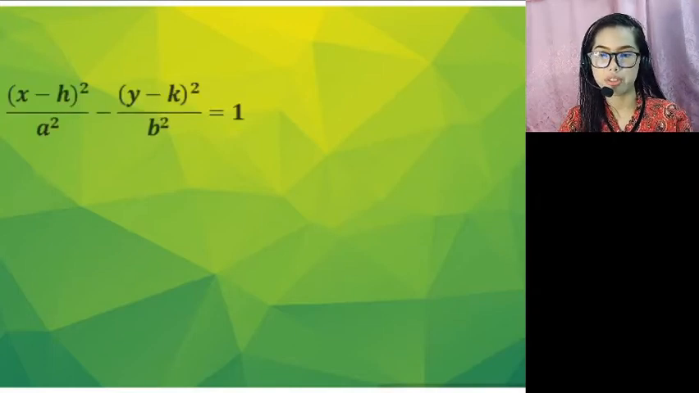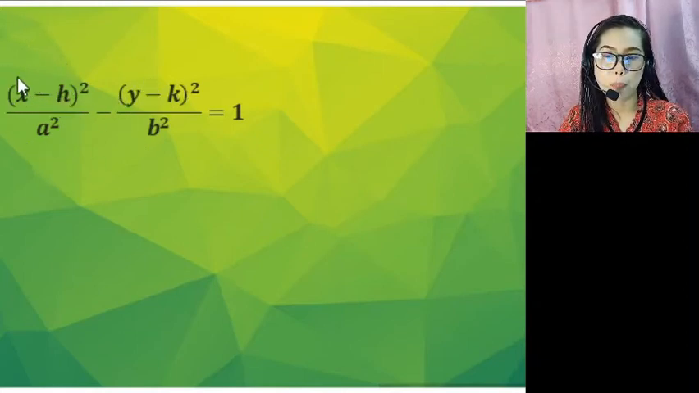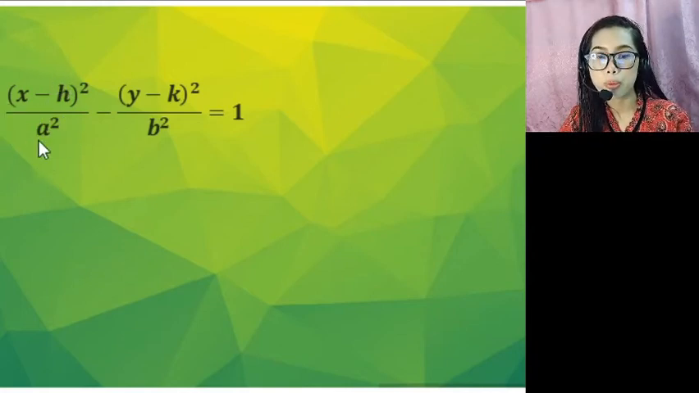Okay. So we have here the equation (x − h)² over a squared minus (y − k)² over b squared equals 1. Now, in this type of equation, the transverse axis is horizontal, or the hyperbola is opening left and right. How will you know? All you have to do is to observe which of these two contains the positive value. Here, (x − h)² over a squared is positive, right?